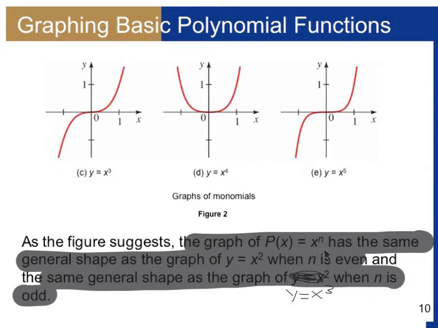So when n is even, the degree is even, x to the n has the same general shape as y equals x squared, okay, x to the fourth. And when n is odd, it has the same general shape as the graph of y equals x cubed. So here's an odd one. Here's the next odd one, x to the fifth.